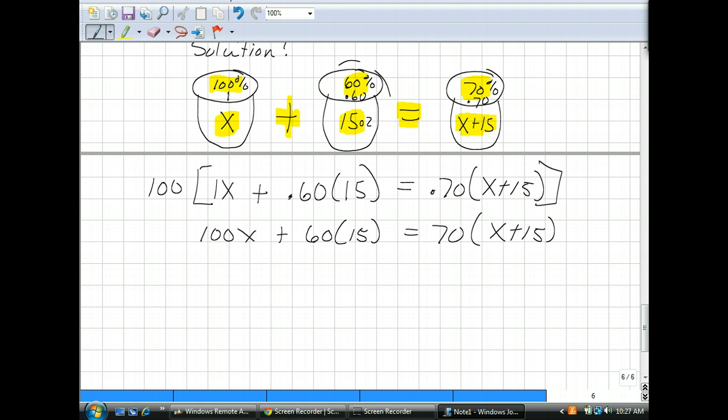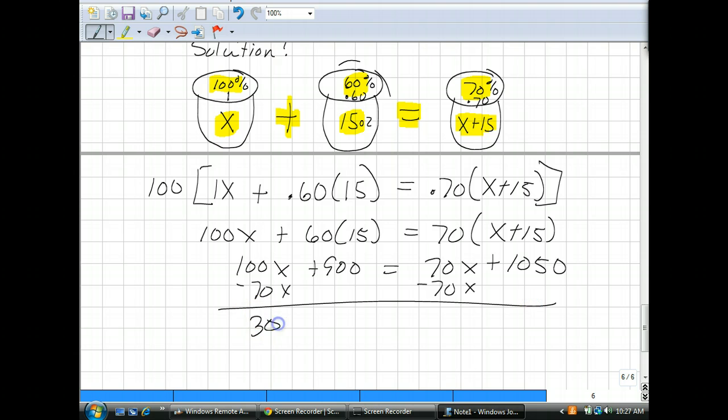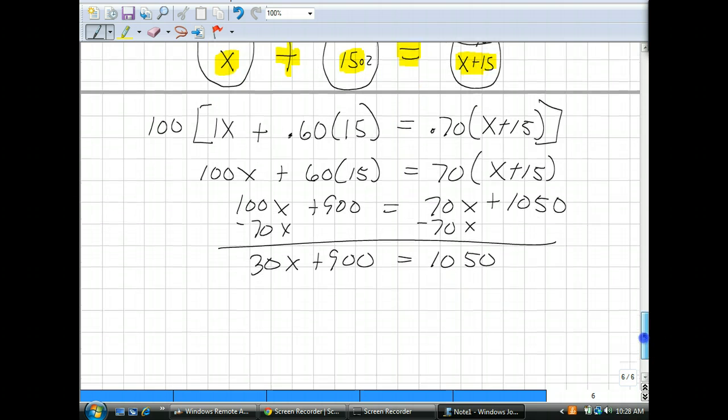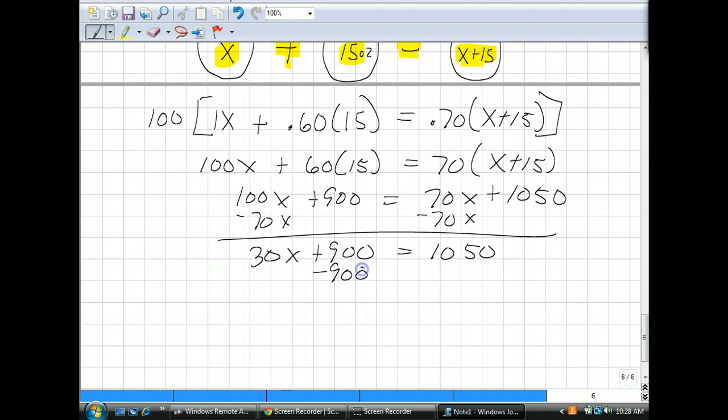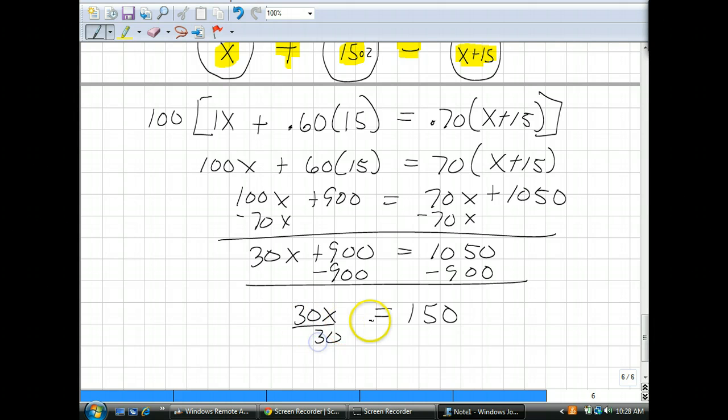Right, and then from here it's just a matter of solving. So this is 100x plus 900 equals 70x plus 1050. Get all my x's on one side. So that's 30x plus 900 equals 1050. Get my x's by themselves. So I get 30x equals 150. Divide both sides by 30. And I get x equals 5.